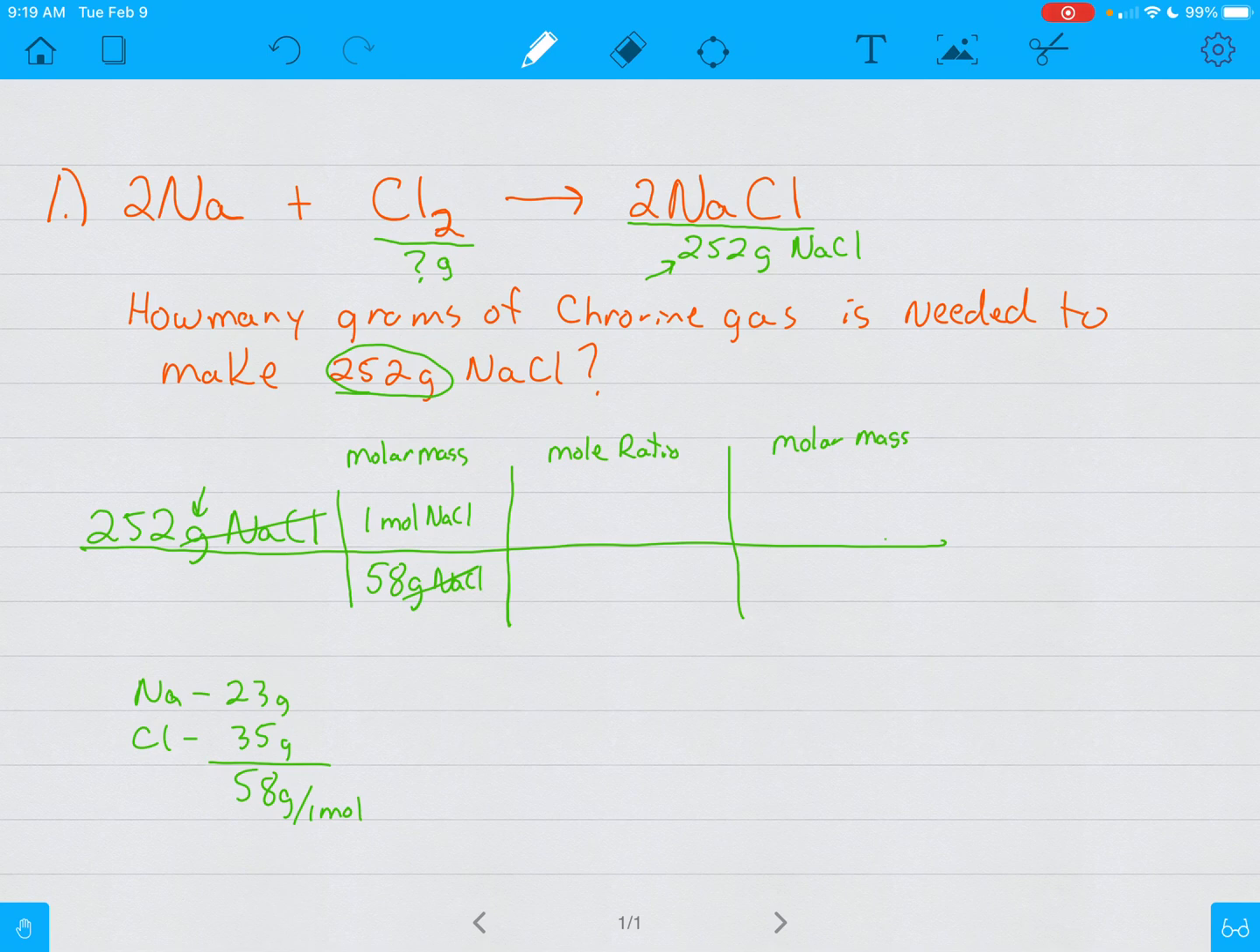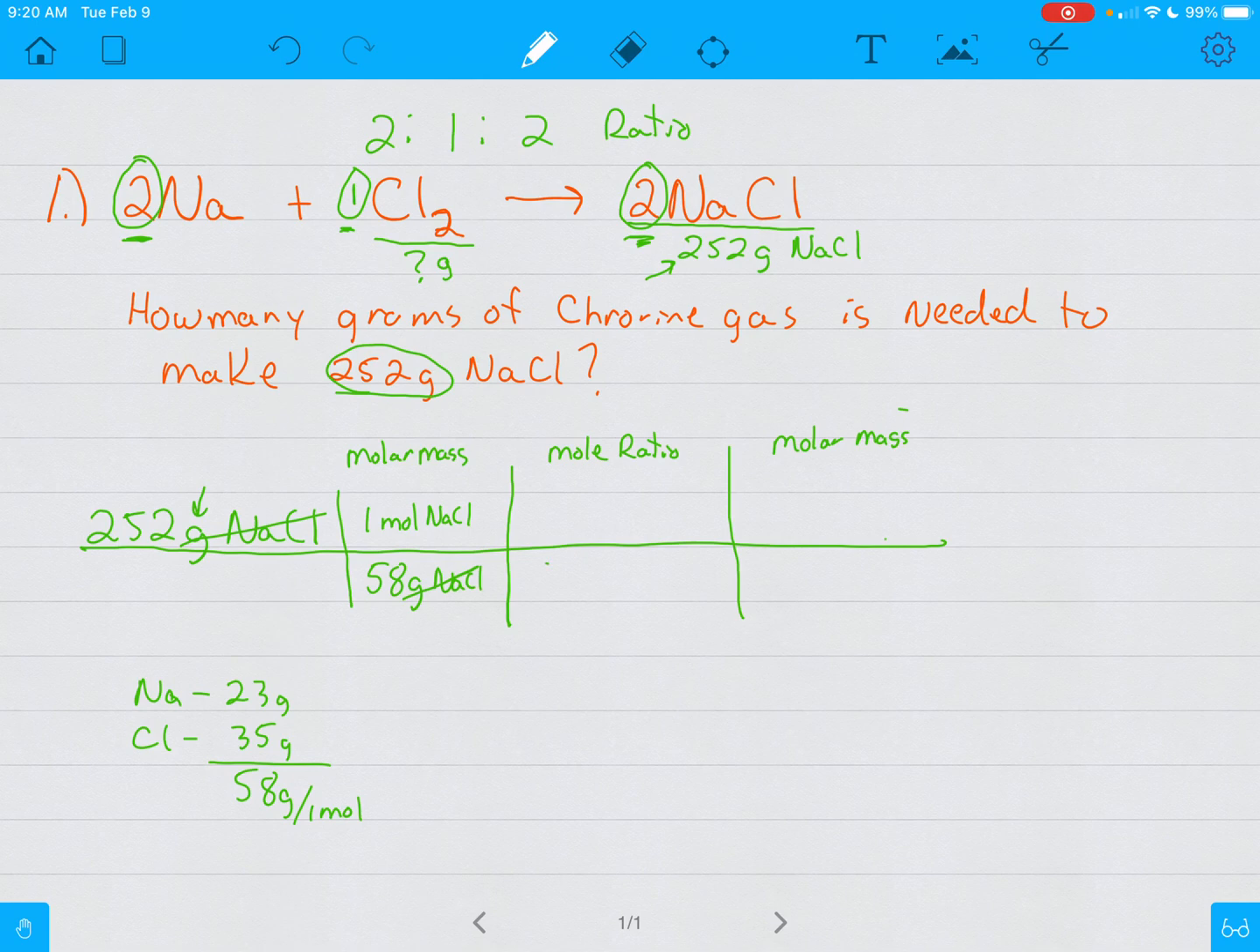The next thing I want to do is my mole ratio. Now the mole ratio is based on the balanced equation. So that's based on the coefficients. There's a 2, here's a 1, right? That's a 1 here. And then here's a 2 here. So this is a 2 to 1 to 2 ratio. In other words, it's going to take 2 moles of sodium to make 2 moles of NaCl. It's going to take 1 mole of chlorine to make 2 moles of NaCl. And so we're going to use that. We're going to use the 1 mole of chlorine and the 2 moles of NaCl to do this.